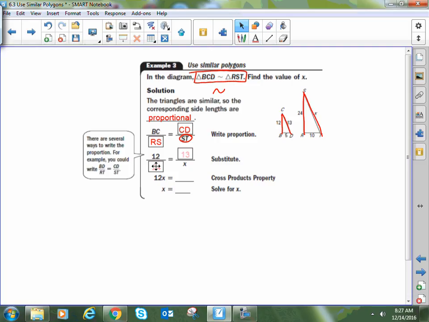Substituting the values, we're going to get 24 for segment RS and 13 for segment CD. Now, they didn't do it here, but personally, I would take that 12 over 24 and simplify that ratio to simply be 1 over 2. The smaller numbers just make the math a little bit easier, but any way that you do it, you're still going to get the side that you're looking for, x, to be 26.